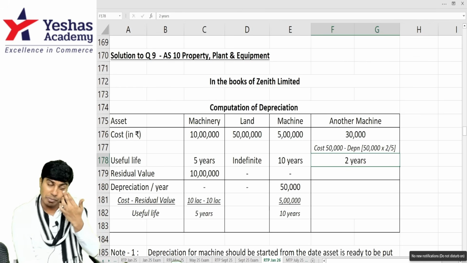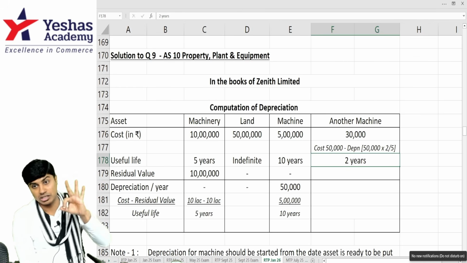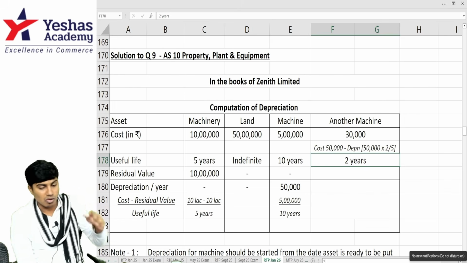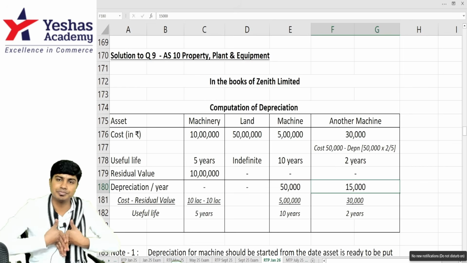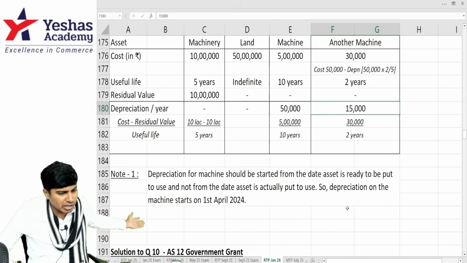Now 30,000 should have been depreciated based on the initial estimate over 3 years as 10, 10, 10. Now I'll do it over 2 years. That makes it 15. I'll do 30 divided by 2. 15,000 is the answer.